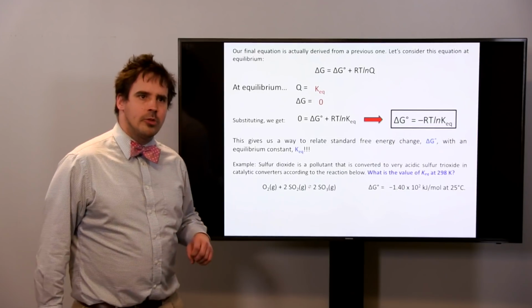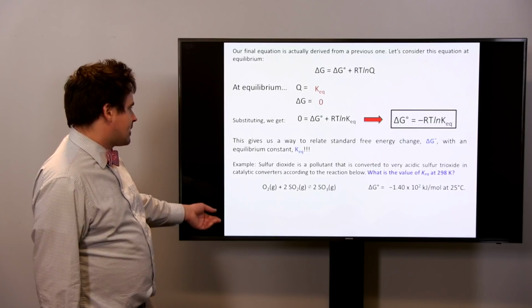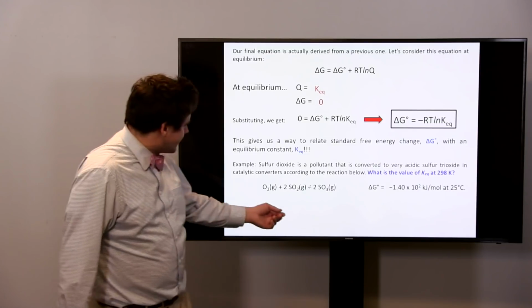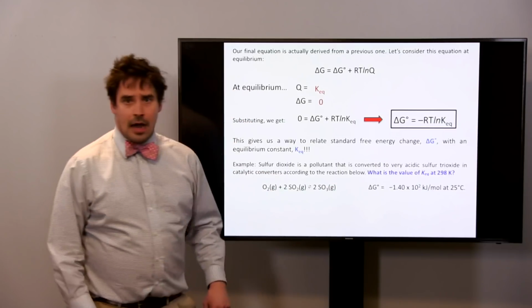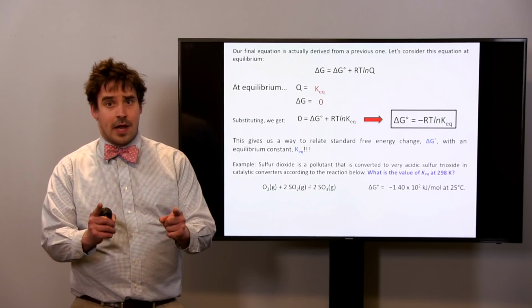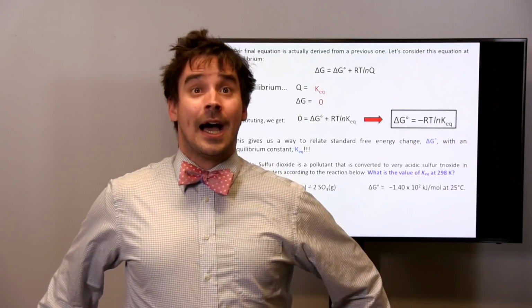So, neat. Let's do an example here. Sulfur dioxide is a pollutant that comes out of cars. So catalytic converters, it turns out, convert them into this very acidic sulfur trioxide. And here's the delta G standard. I want you to tell me what the value of KEQ is. Can you do that?